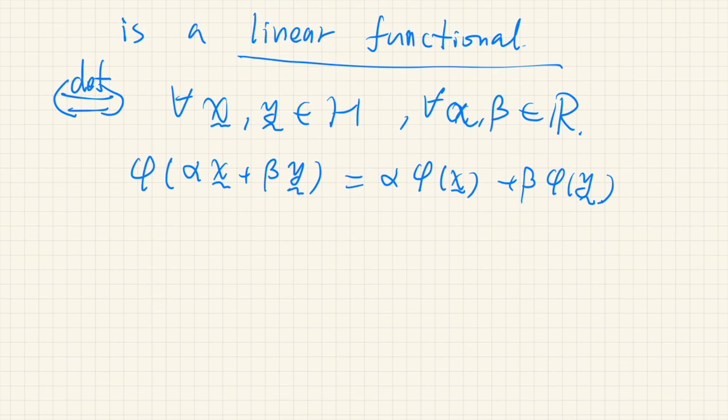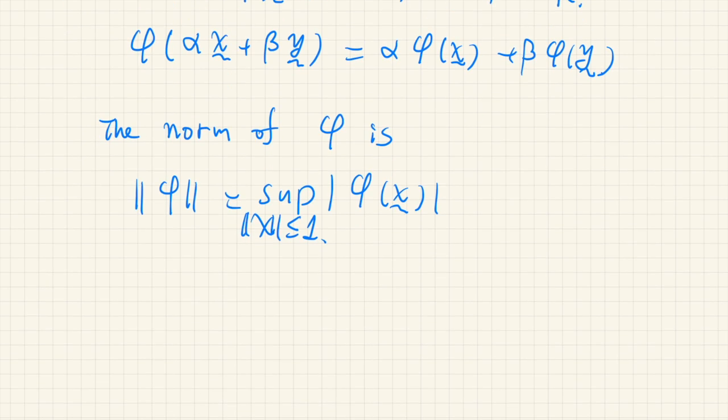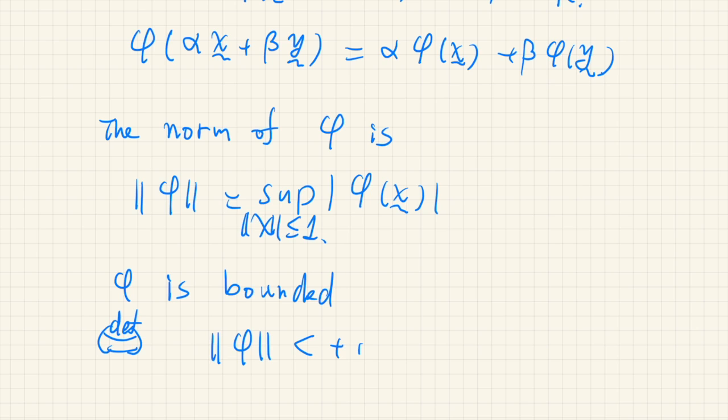And we also define the norm of the linear functional phi as the supremum of the value of phi of x, where the norm of x is less than or equal to 1. And we say phi is bounded if and only if the following holds. That is, the norm of phi is finite.